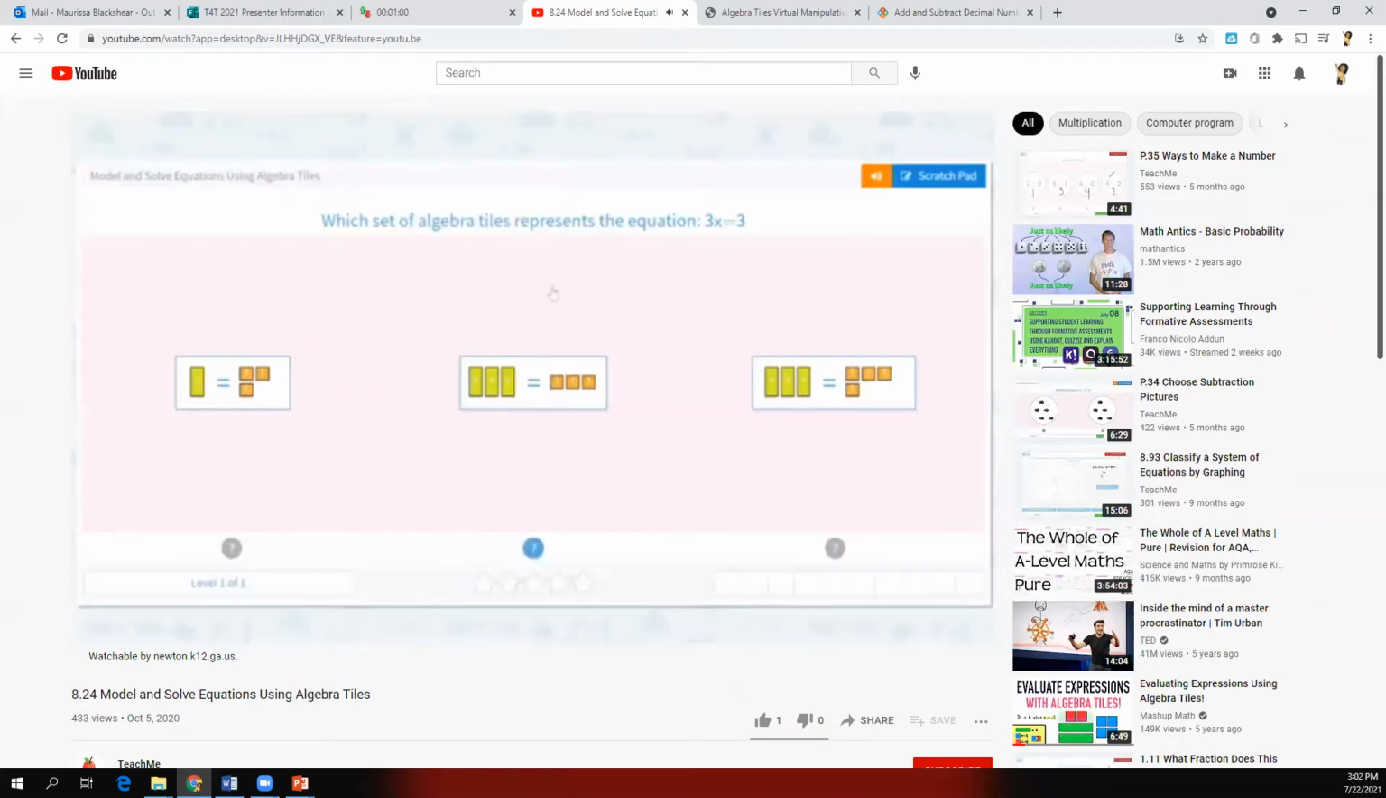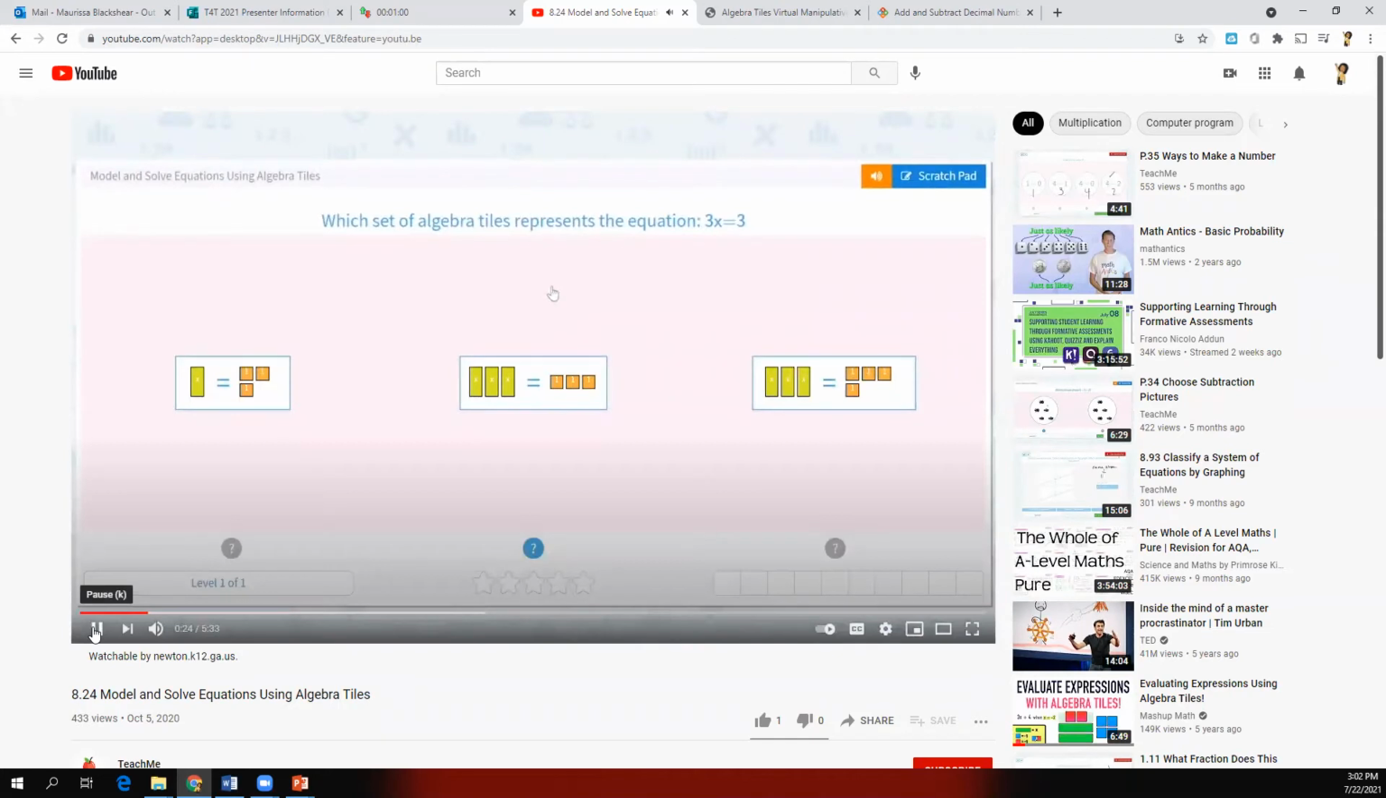Hi friends, we're going to do algebra and we're going to model and solve equations using algebra tiles. So this will be a fast and fun one. I love these kinds of visual representations of math because they really help you understand what's going on. So what are we trying to say? We're trying to say 3x's are equal to 3, right? So which one of these pictures has 3 x's on the left and which one has 3 number 1s on the right?